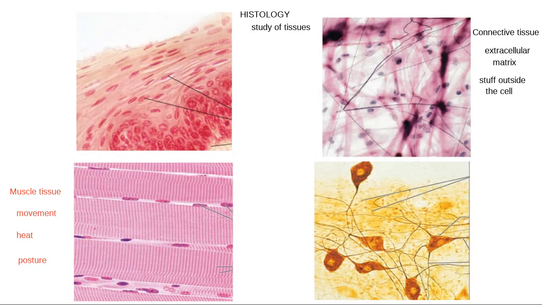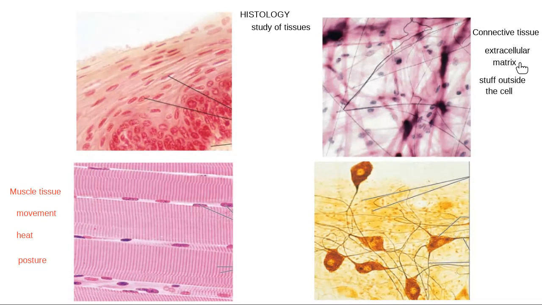Stuff outside the cell. When we talk about connective tissue, the stuff outside the cell is things like these dark lines that are proteins that we see here. It can be things like when we talk about bone tissue, we've got a lot of calcium outside of the cell. Connective tissue has a bunch of stuff on the outside of its cells. That stuff is called extracellular matrix.